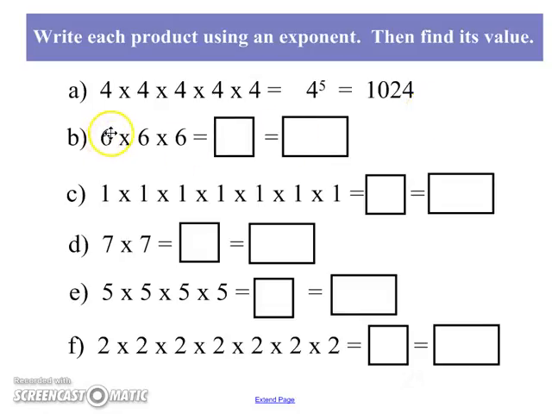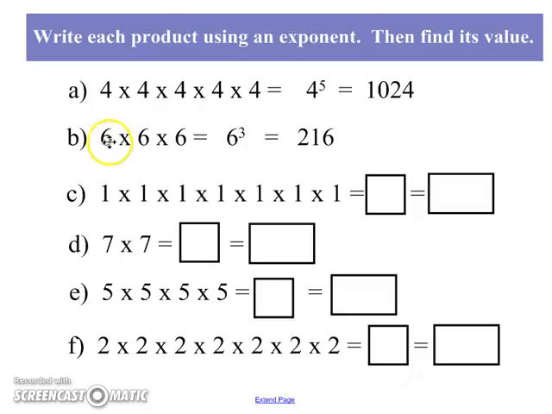6 times 6 times 6 is 6 to the 3rd power. Not 6 times 3. 6 times 3 would be 18. 6 to the 3rd power is 216. 6 times 6 is 36, and 36 times 6 is 216.